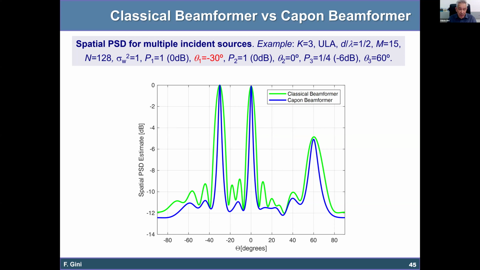The fact that the resolution is better is suggested by the width of the peak. The narrower the peak, the better the resolution. So Capon, for sure, has better resolution than the classical beamformer. And even the masking problem is reduced, because you see that the side lobes are definitely much lower than in the classical beamformer.